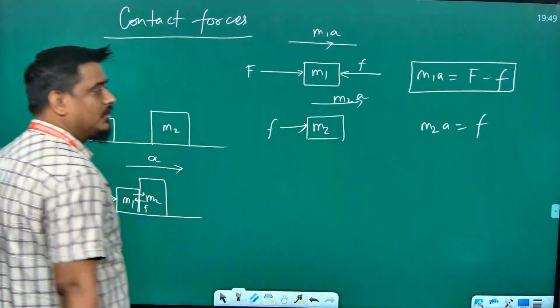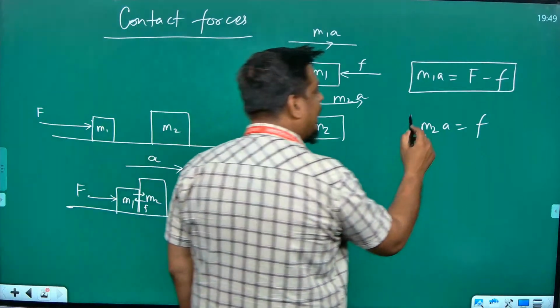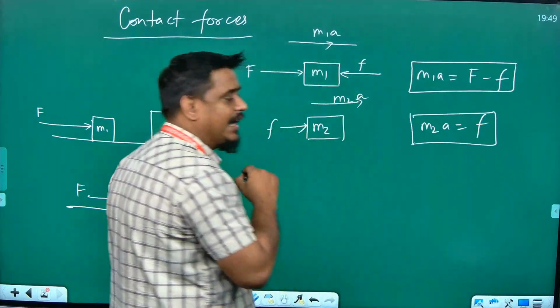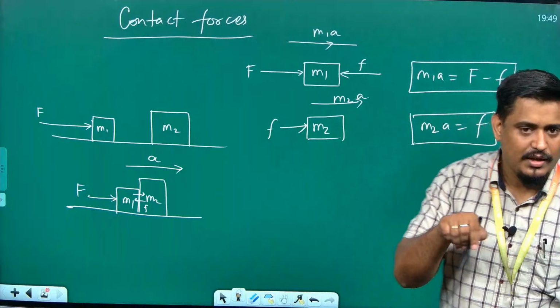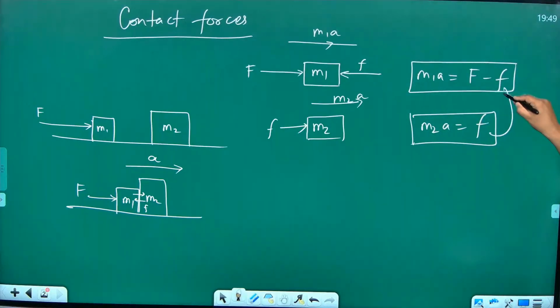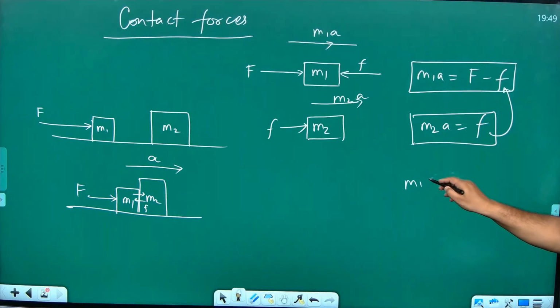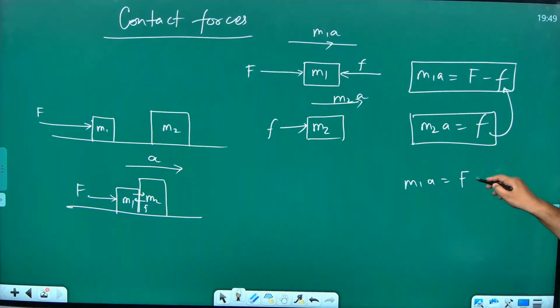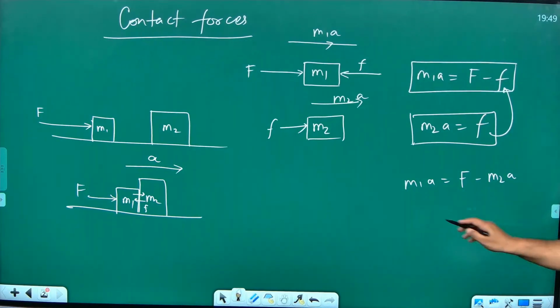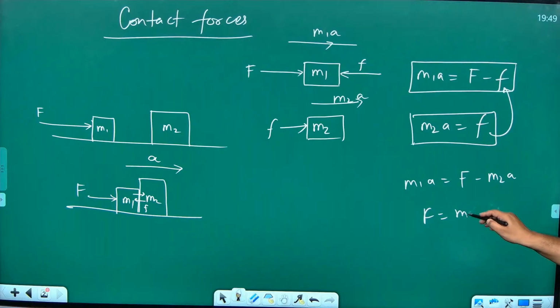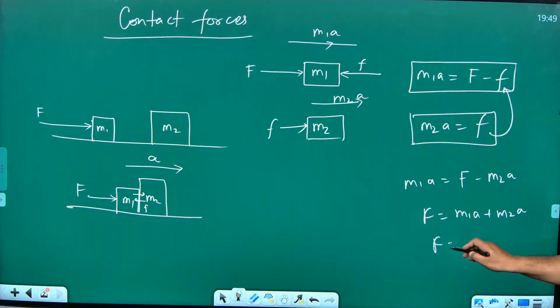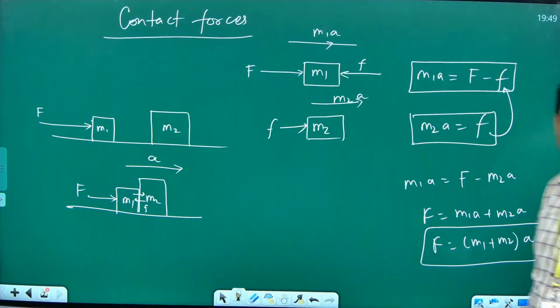Yeah. So, I have got two equations, m1a is equal to F minus F, m2a is equal to F. Now, I am putting the value of F here. What I am going to get, you see, m1a is equal to F minus m2a. So, F is going to be equal to m1a plus m2a, or F will become equal to (m1 plus m2) into a.